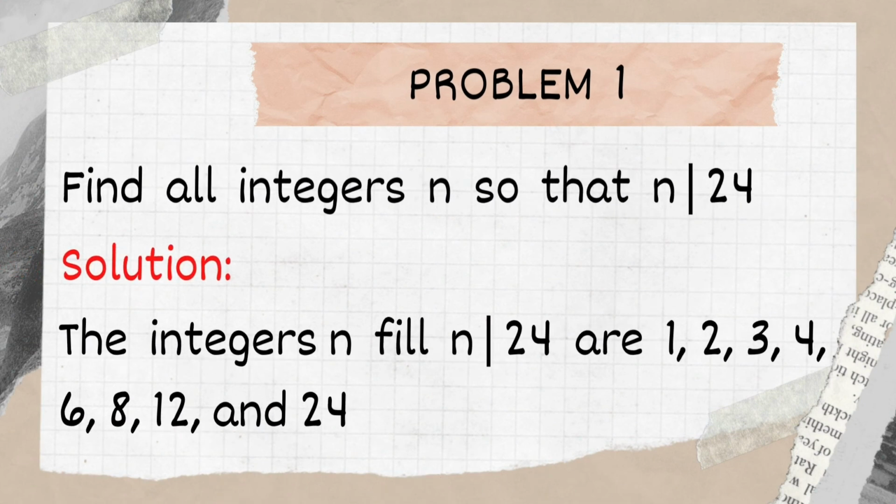Okay, to better understand the theorem, let's see some questions. Number 1. Find all integers n such that n divides 24. The solution: the integers n that divide 24 are 1, 2, 3, 4, 6, 8, 12, and 24.